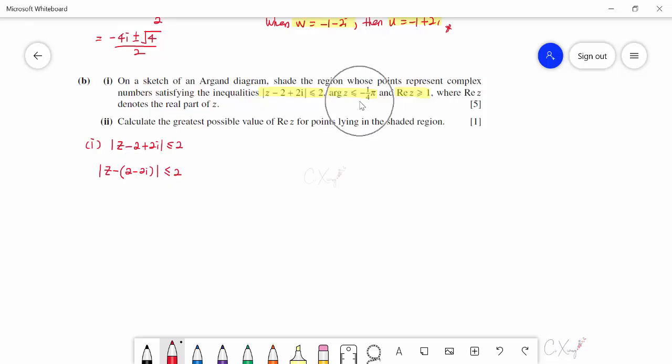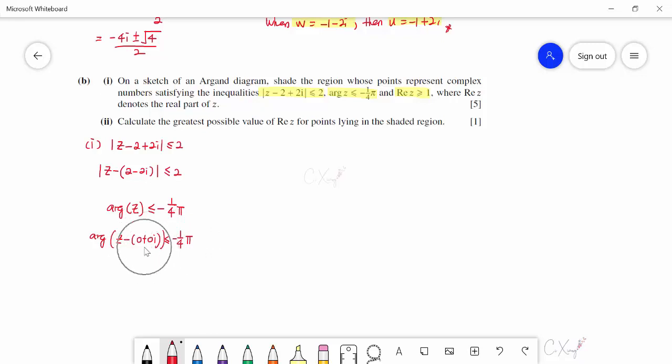Okay, the second locus is argument z smaller than or equal to negative 1 over 4 pi, right? If I rephrase it, it will become argument of z minus 0 plus 0i smaller than or equal to negative 1 over 4 pi. So that means later when I want to draw the angle, this argument is negative pi over 4, right?